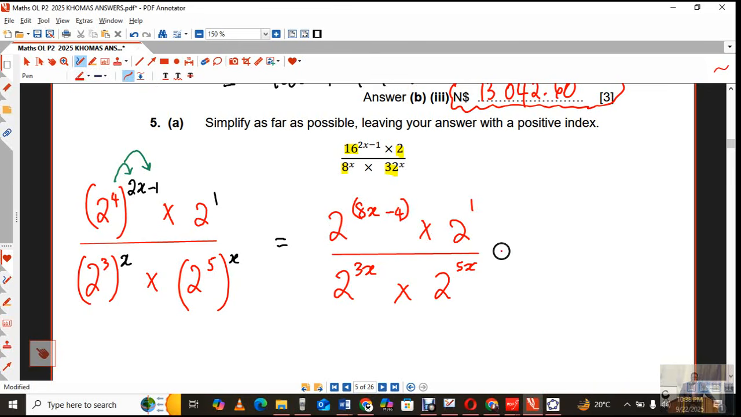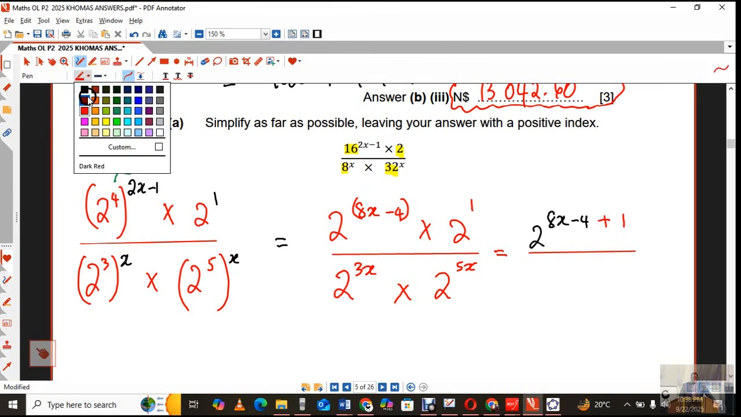So the one on top here becomes 2 raised to the power 8x minus 4, and you are going to add 1.